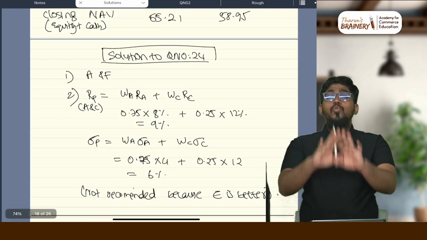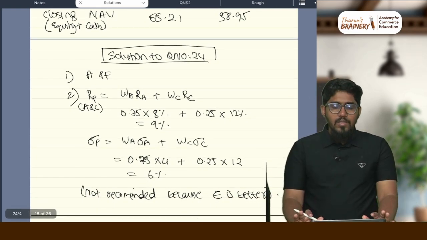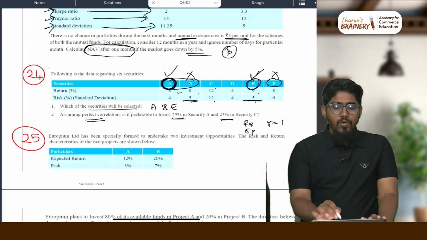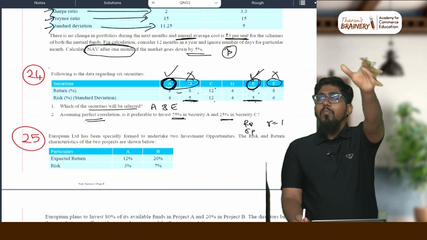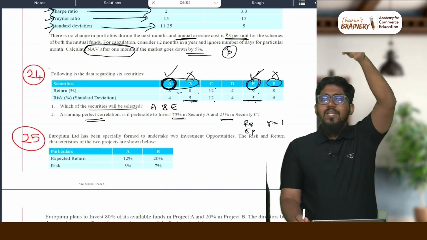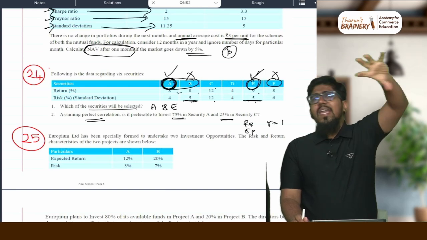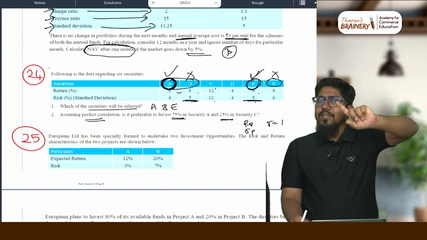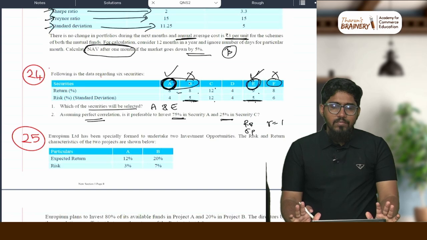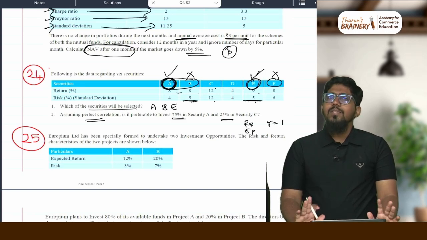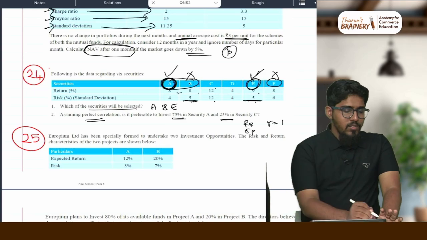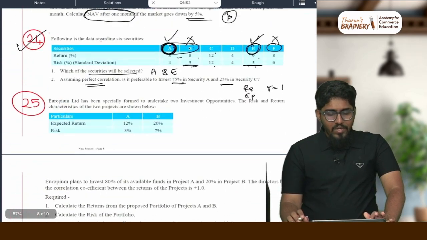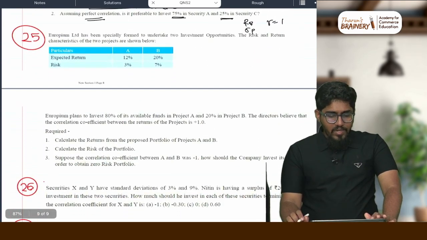This is called choosing of an efficient portfolio. Sir, how to choose an efficient portfolio? Same risk, more return, select. Same return, less risk, select. All others reject. Clarity? This is how you have to see. So question number 24 is completed.